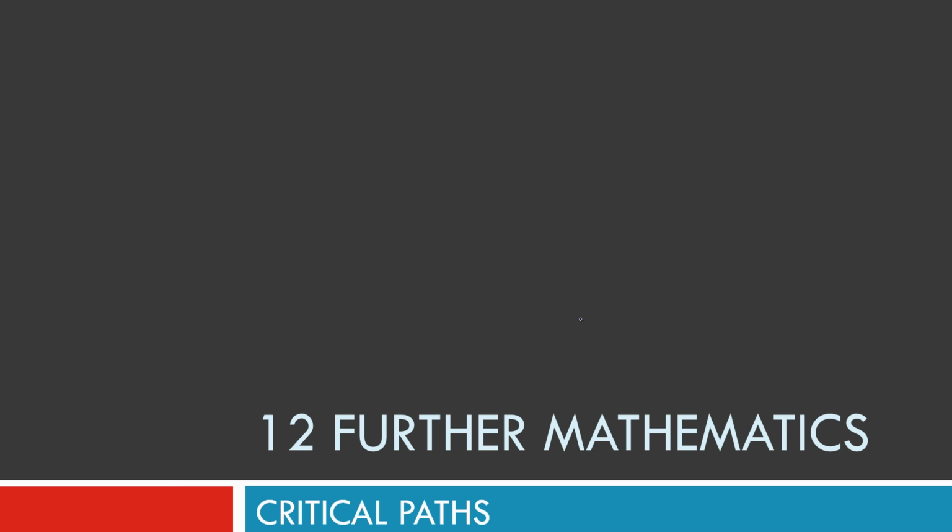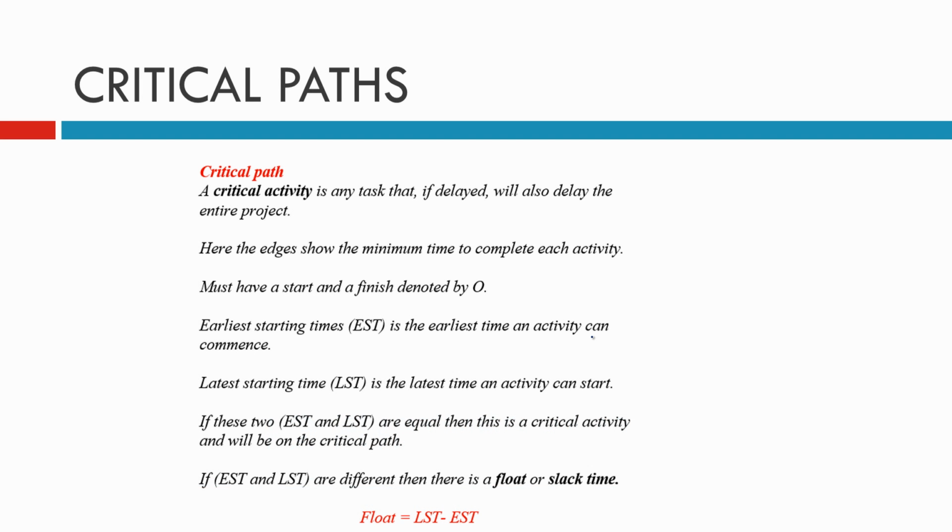Today we're doing critical paths. We first need to work out a critical path. So we need to determine what a critical activity is, and that's any task that, if delayed, will also delay the entire project, because we're talking about projects being completed on time. So if we delay any activity that we rely on, and that pushes our project further and takes longer to do, then we've got a critical activity there.